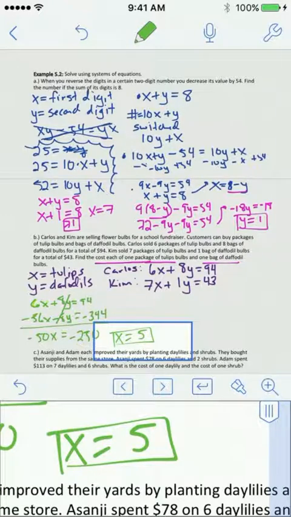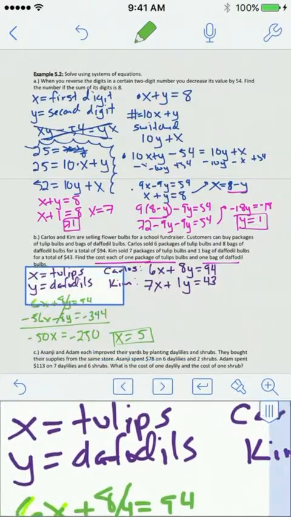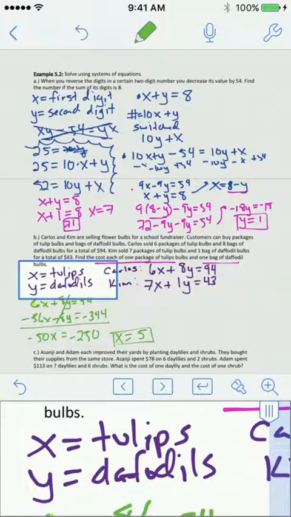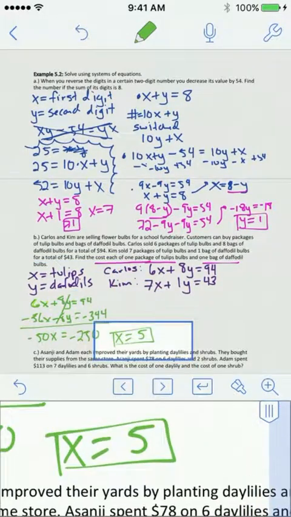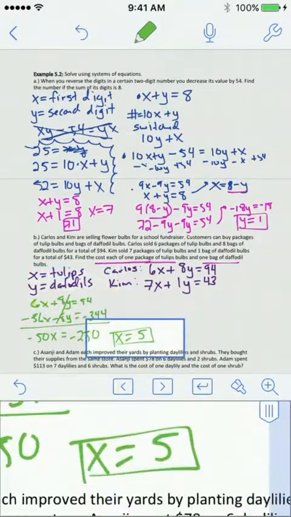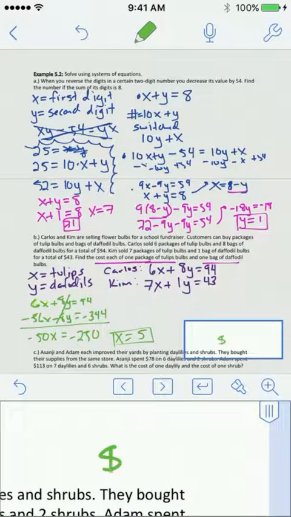Good. What does that mean? X equals 5. What was the point of all that? Why does x equal 5? In other words, what did we just answer? That's right. If we look back at our definitions, that's the number of tulip bags, that's the cost of the tulip bags. So $5 per tulip bag. I'll write that over here.